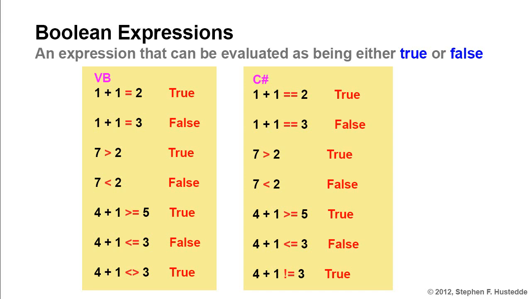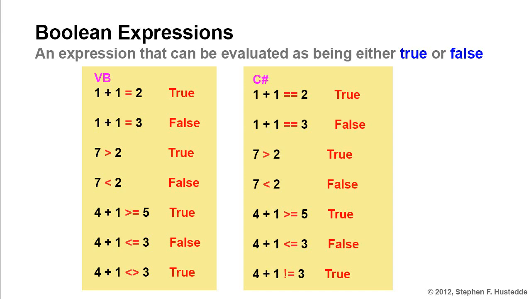And then finally, the very last statement there on the VB side is 4 plus 1, less than, greater than, 3. That less than, greater than, it's always got to be in that order, stands for not equal to. So 4 plus 1 is not equal to 3. That's a true statement. By the way, on the greater than equals and less than equals, those operators also have to be in that order. You can't do equals greater than or equals less than.